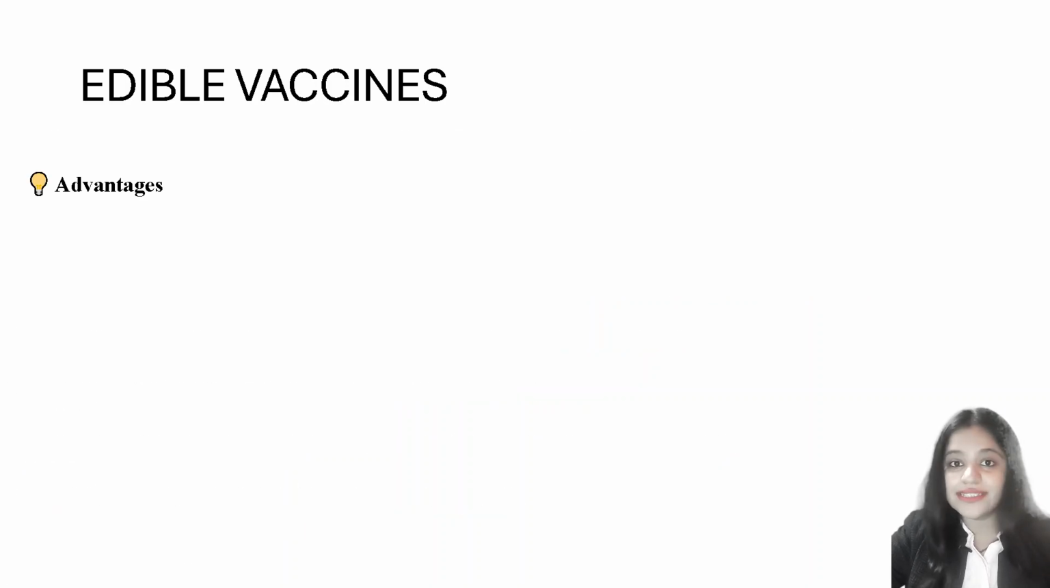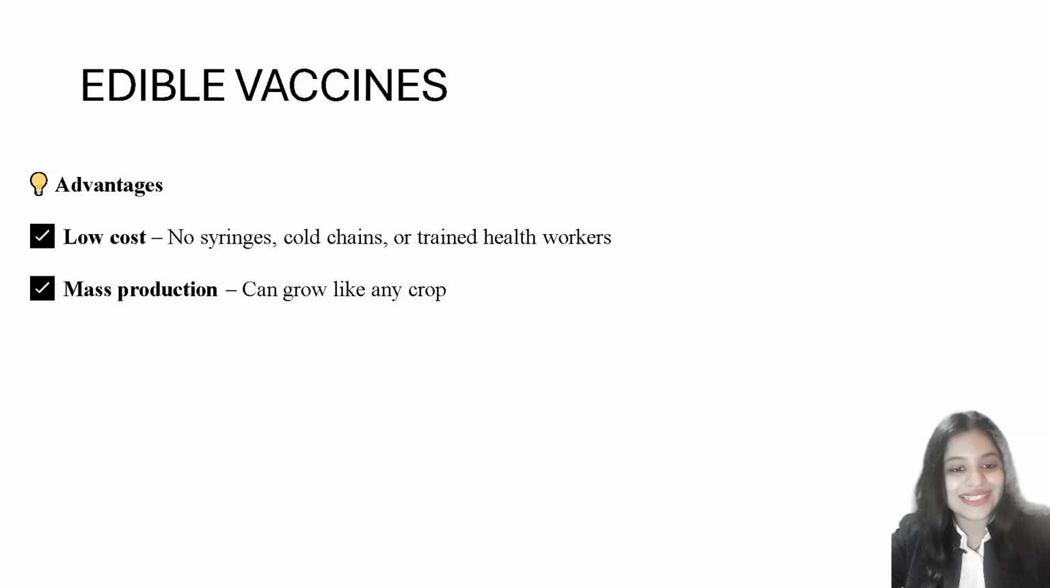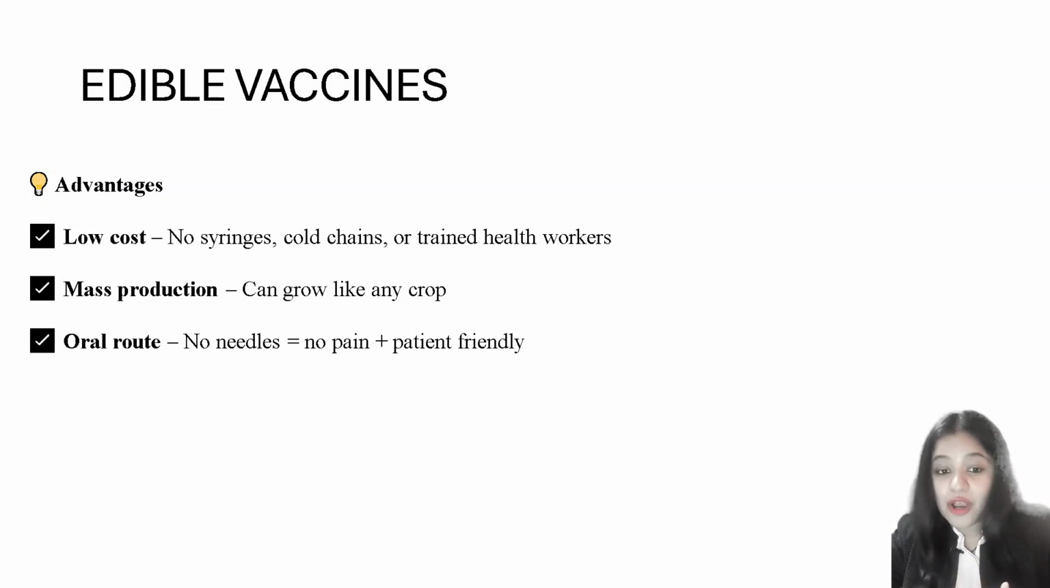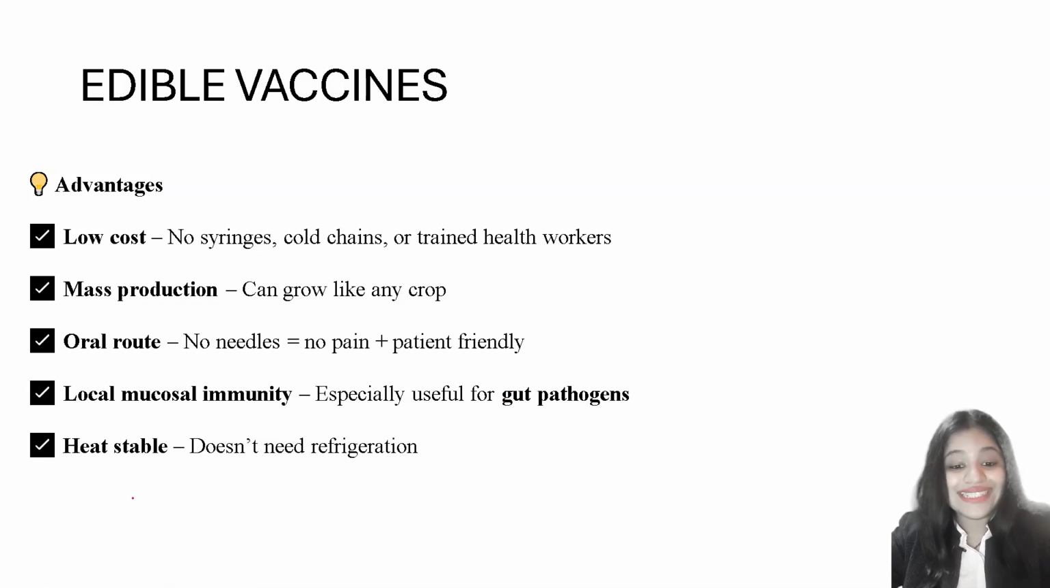Now, let's see the advantages. First, low cost: no syringes, cold chains or trained health workers. Second, mass production, can grow like any crop. Third, oral route, no needles, no pain, plus patient friendly. Fourth, local mucosal immunity, especially for gut pathogens, is very useful. Fifth, it's heat stable. It doesn't need any refrigeration.